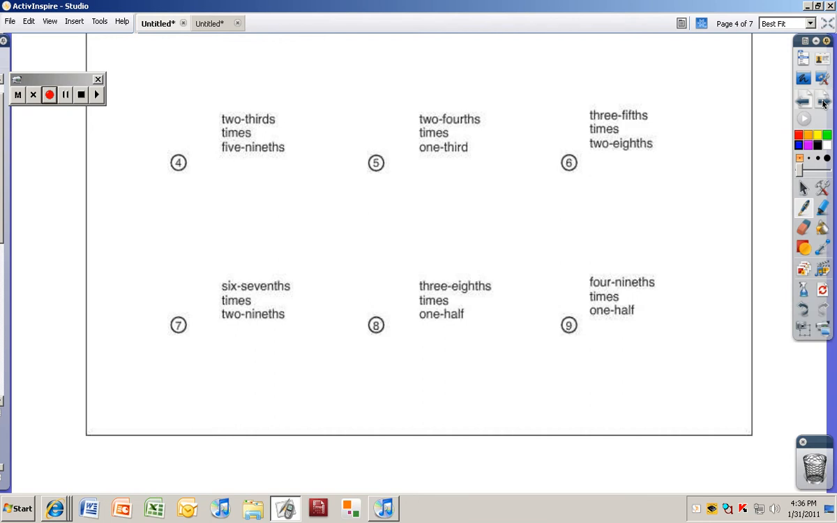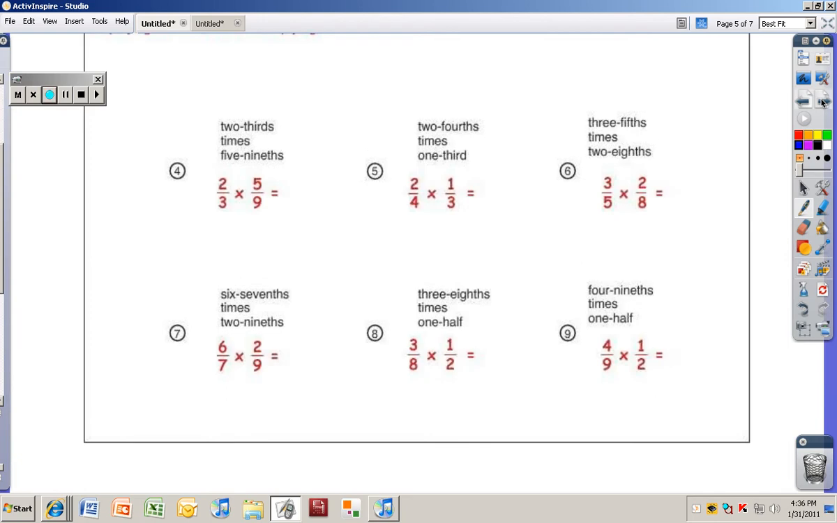Pause the video. I want you to write all these fraction problems out and then cross-reduce them, solve them, and then turn the video back on. All right? So pause the video. Here we go. So these are the problems that you should have written out. 2/3 times 5/9 and so on.